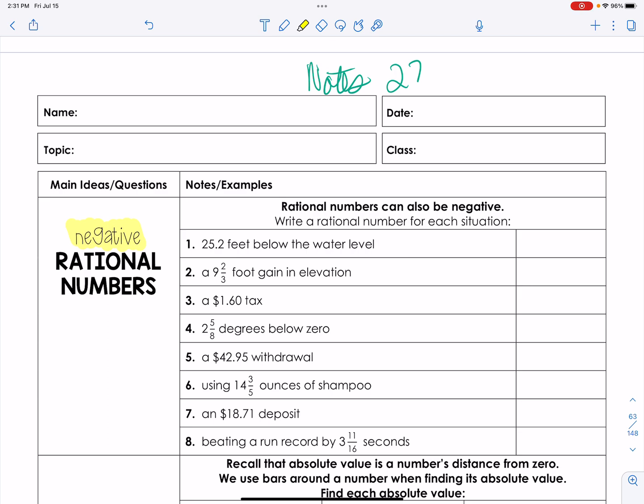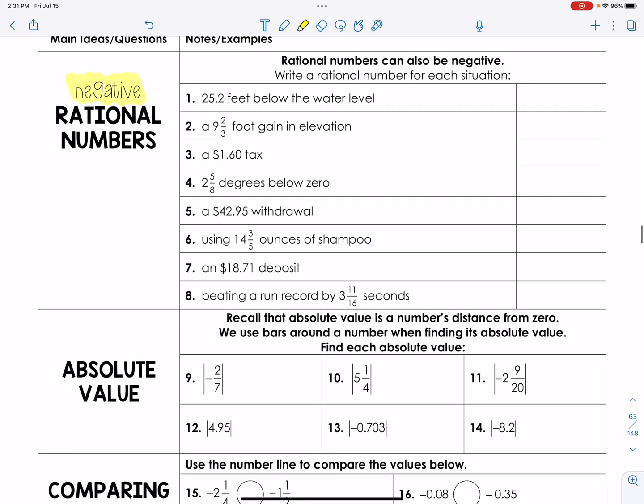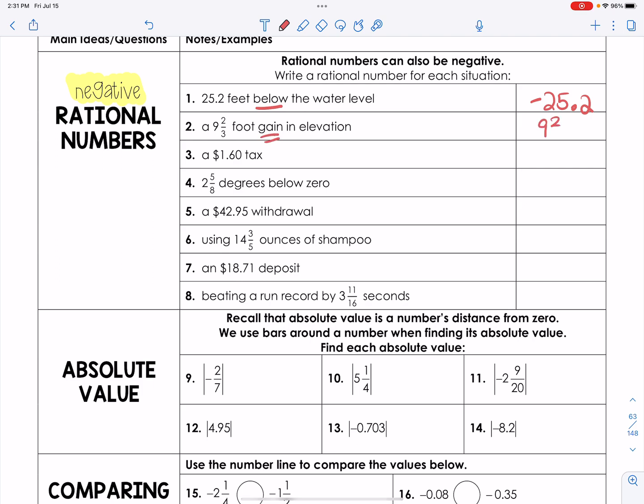So first we have to learn whether something is negative or positive. If I look at the first one, it says 25.2 feet below water level. So that's below, so that's a negative number. The next one is 9 2/3 foot gain in elevation. So that's a positive number. I would like you to do the other ones here and decide if they're positive or negative numbers.